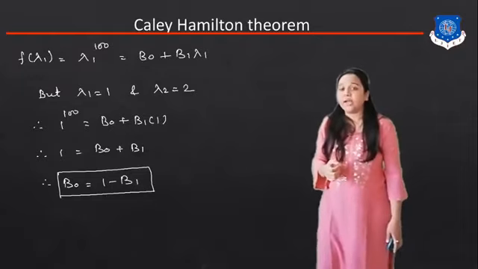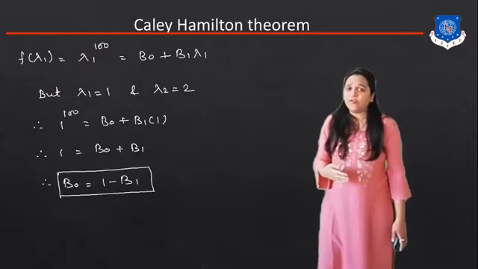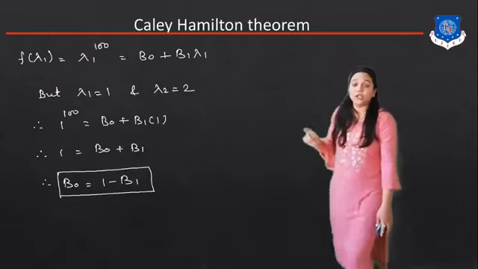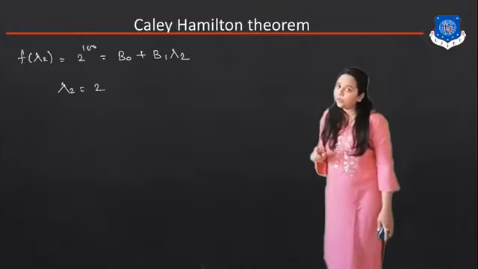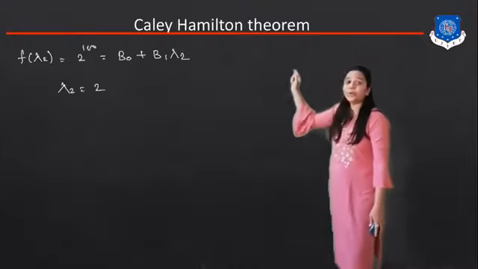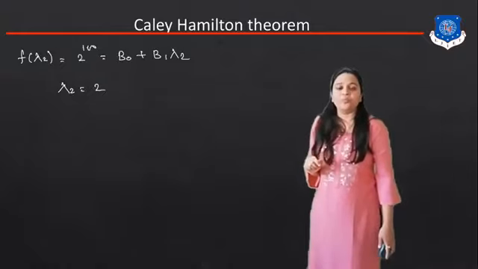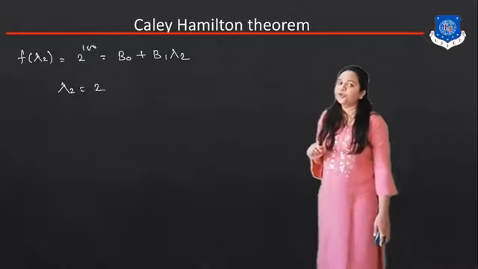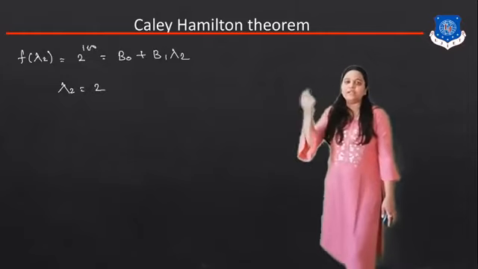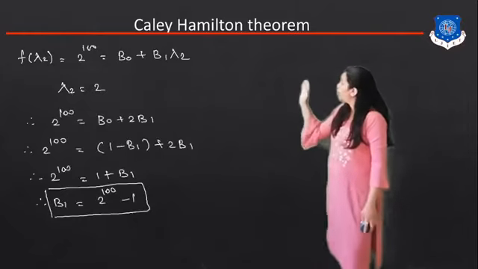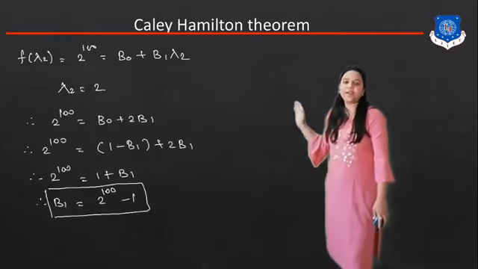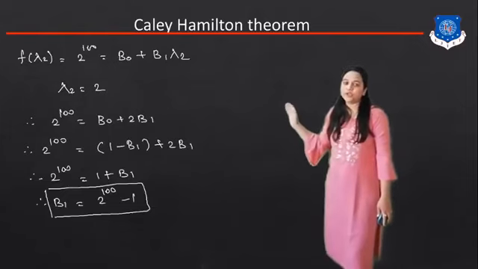Clear? Now next we put the value of lambda 2 in this equation. The function of lambda 2, which is 2 raised to 100, is equal to b0 plus b1 lambda 2, and lambda 2 is equal to 2. Putting the value of lambda 2 in the above equation, we get 2 raised to 100 equal to b0 plus 2 b1.